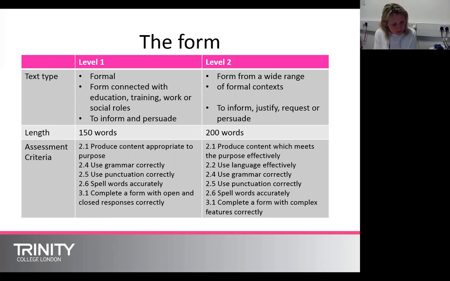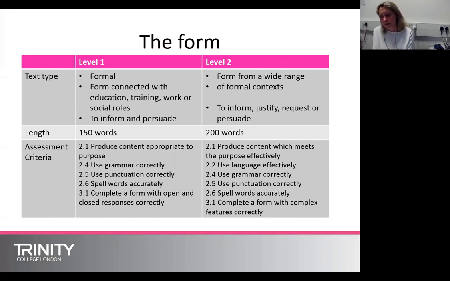2.6, spell words accurately. The same applies as what I said for level 1. It's not just about spelling words accurately. They have to be level 2. There has to be level 2 lexis. There has to be a range of level 2 lexis for students to spell accurately. 3.1, completing a form. Again, that's quite similar in terms of amplification. So looking at how well candidates complete a form with complex features. So this is more of a kind of functional criterion.